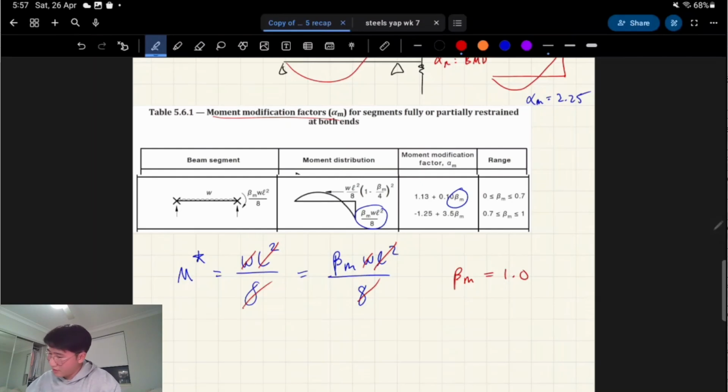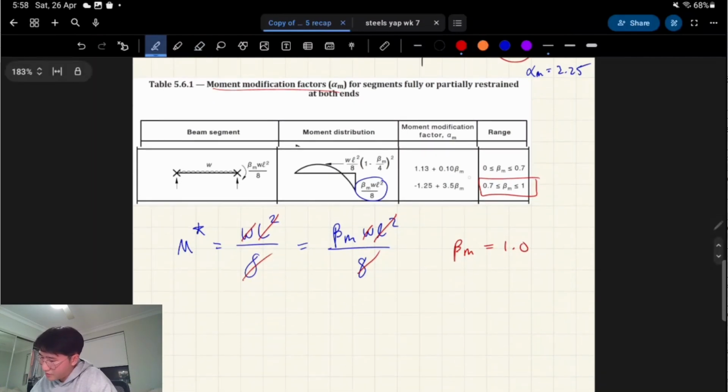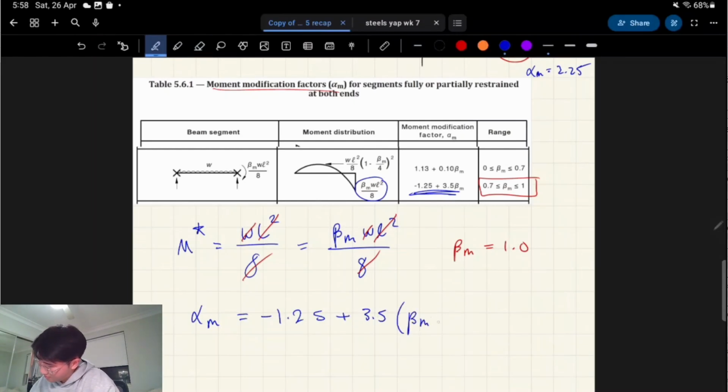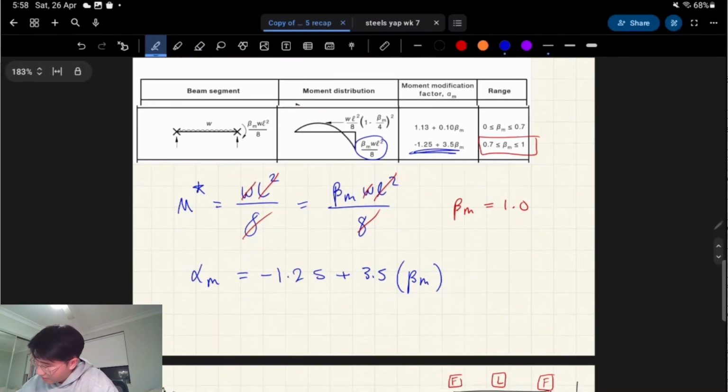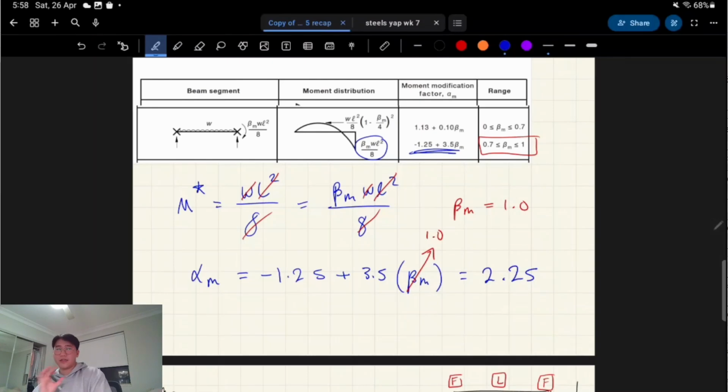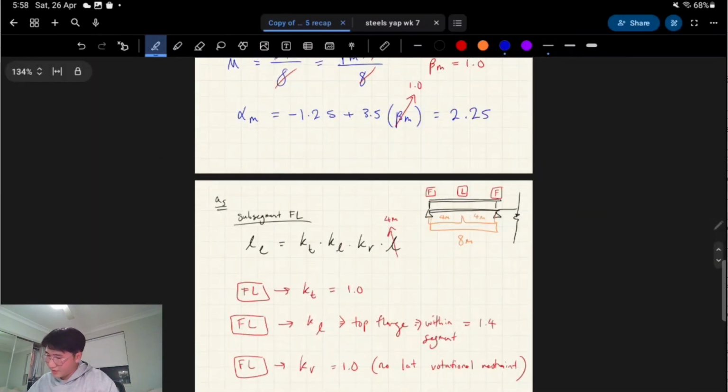1, okay? So now we have an if statement. If beta m is between 0.7 to 1, we have to use this formula in order to find out alpha m. This table is presented in a weird order, but this is essentially what we have to do. We just use this formula, like so, and we sub this out. This is 1. When you do this in your calculator, you get 2.25. So that's how you get alpha m is 2.25. Okay, next we'll do alpha s.